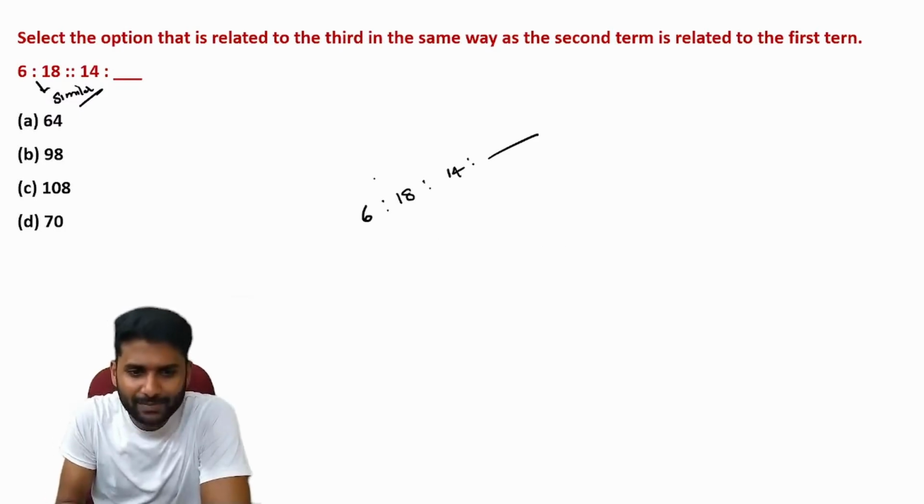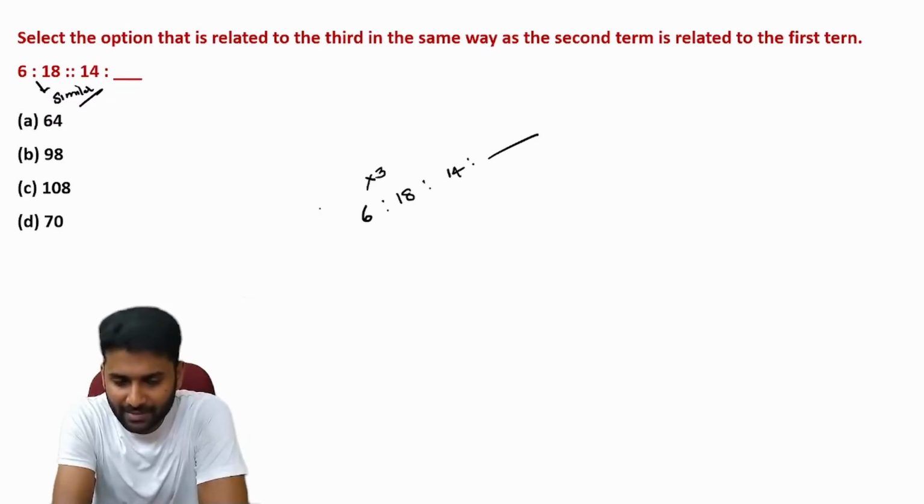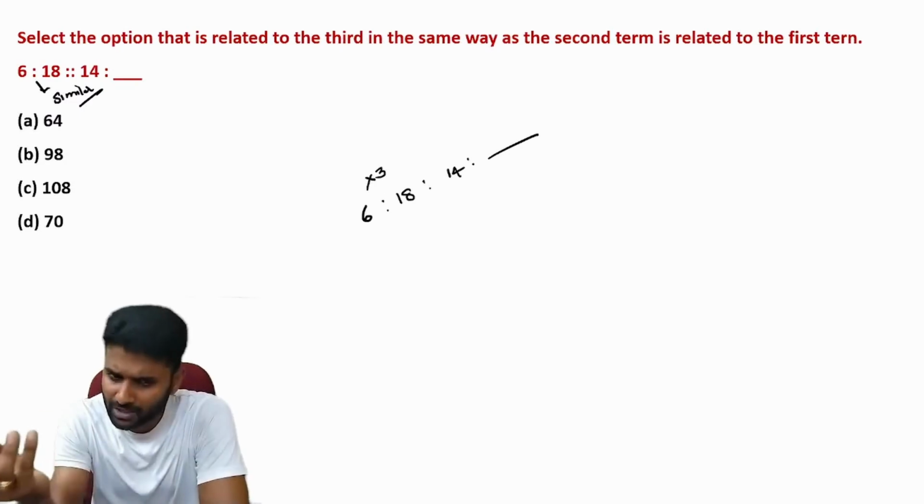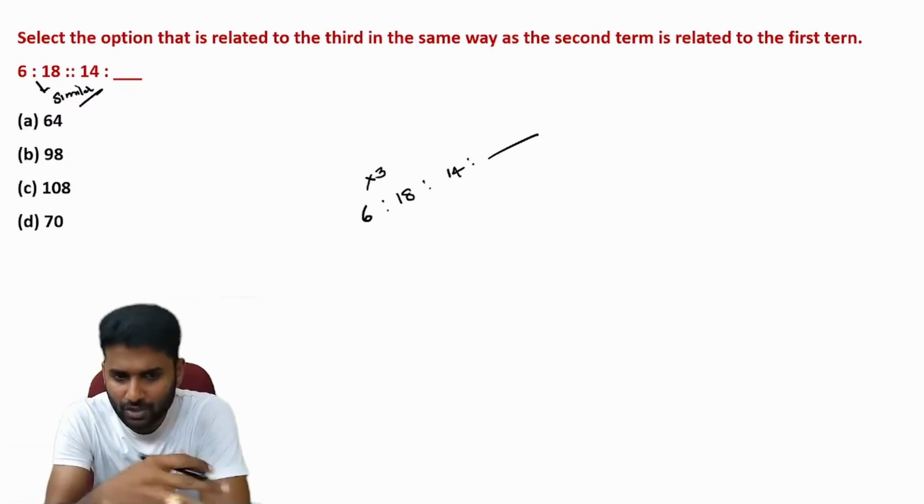And you already know that 6 becomes 18. 18 means 6 is multiplied by 3, then it becomes 18. But according to that information, can I go for 14 into 3, 42? But you can't see that option. So what is the logic here?